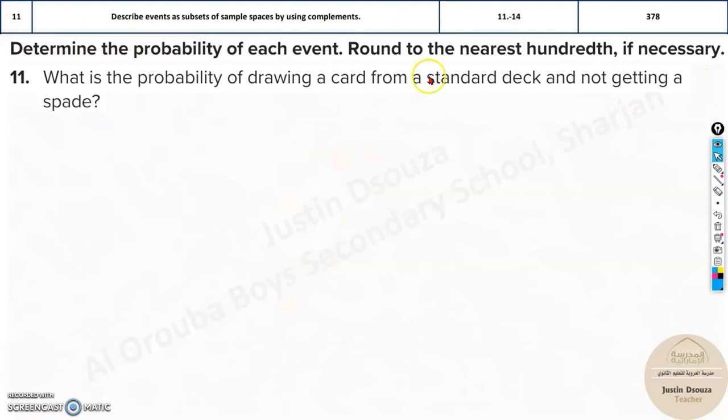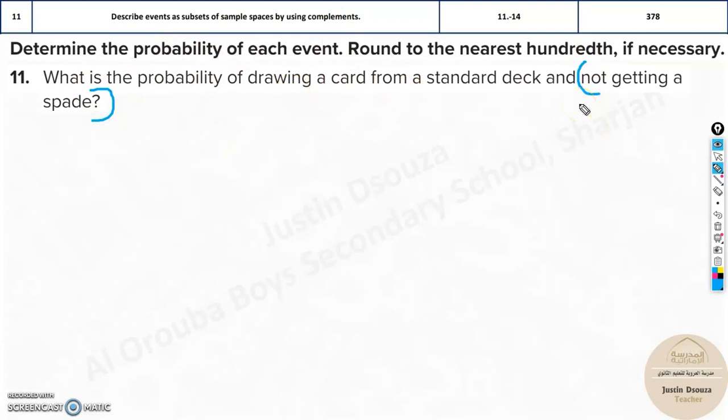Now the first topic is on probability. Let's look into the problems directly. Determine the probability of each event, rounded to the nearest hundredth if necessary. What is the probability of drawing a card from a standard deck and not getting a spade? Now, this is an important thing. Complements, like not getting something.